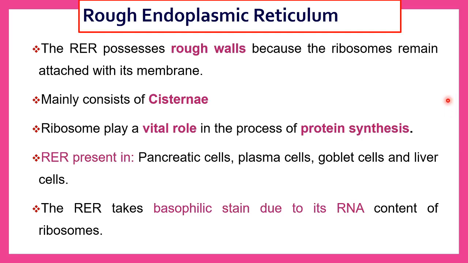Rough endoplasmic reticulum. It is called rough because the ribosomes are present on the surface of the cellular organelle. These are mainly in the form of cisternae. They play a vital role in the synthesis of proteins, and they are present in pancreatic cells, plasma cells, goblet cells and liver cells. The endoplasmic reticulum is stained with basophilic stains because it contains more RNA on the ribosomes.